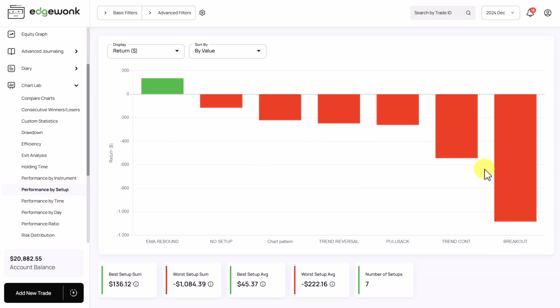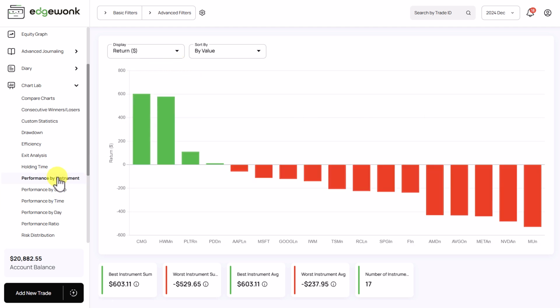Probably a lot of traders will now go to the setups and look for underperformance. So here we can see that the breakout setup is not performing, trend continuations don't work, pullbacks don't work, and the only profitable strategy is here the EMA rebound. You might also go to the instruments and maybe try to avoid the instruments that are underperforming and look at the ones that are performing well.